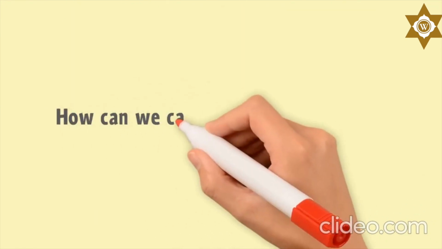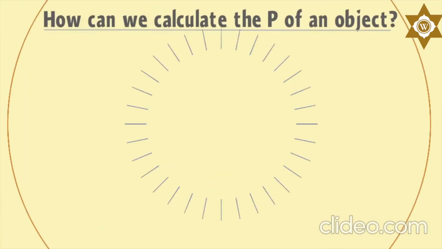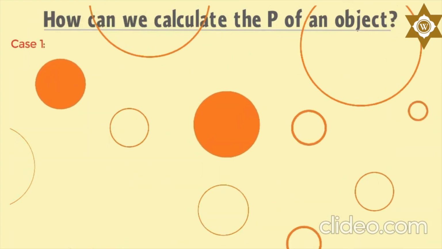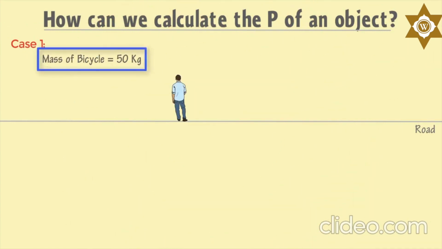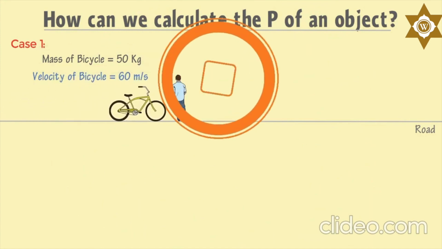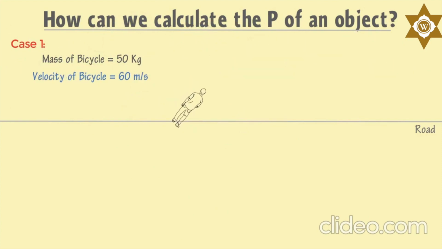Now, how can we calculate the momentum of an object? Let me give you two cases. In case 1, if a person is standing on a road, suddenly a bicycle of mass 50 kg moving with a velocity of 60 meters per second hits the person. As a common observation, the person would only be injured.